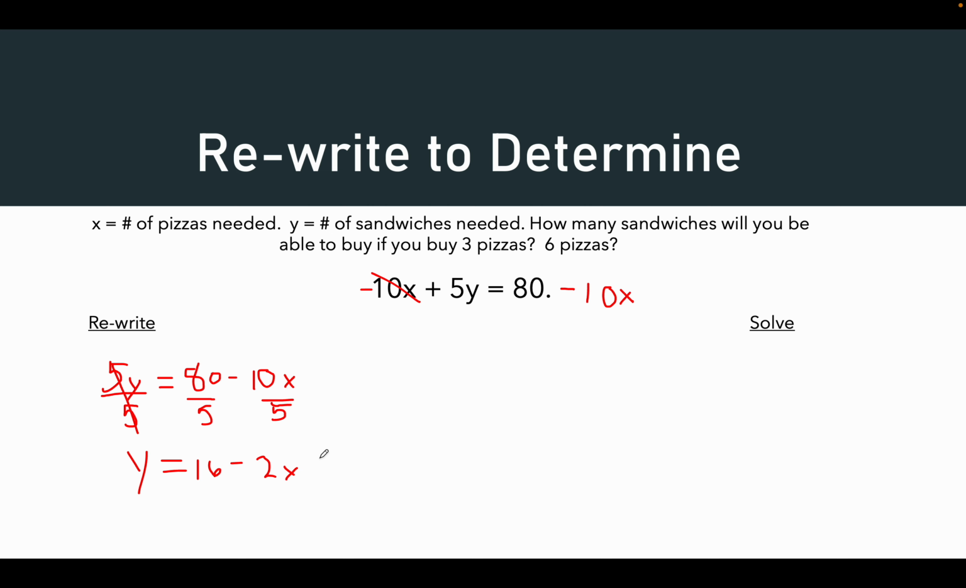So in order to solve this guy, if x is 3, if I needed 3 pizzas, let me change color down here. If x is 3 pizzas, then I would come over here and I would say y equals 16 minus 6. Do you already see the answer? You might be able to do this in your head. Y equals 10.